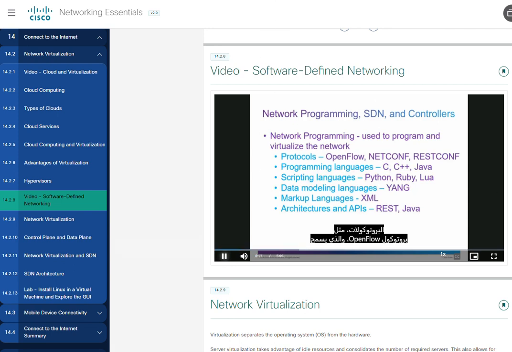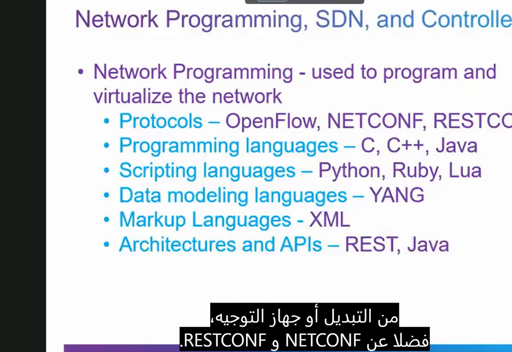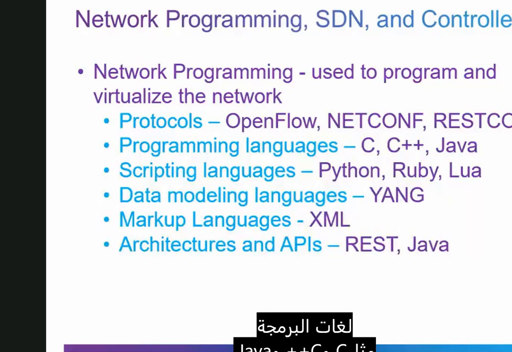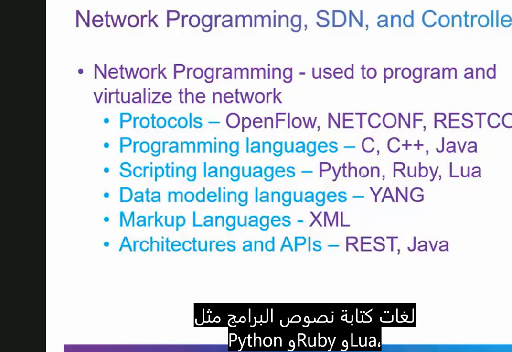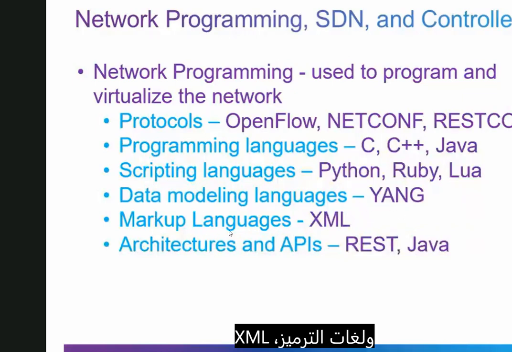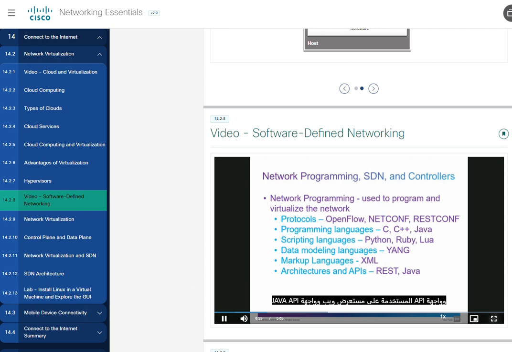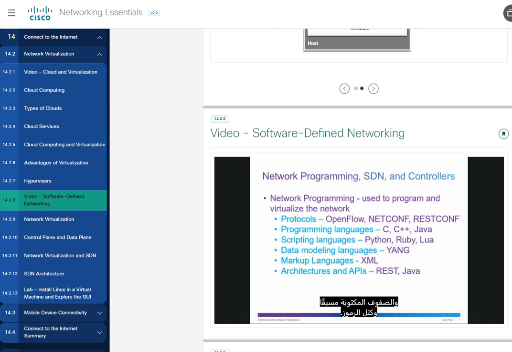protocol, which allows a programming language to control the forwarding plane of a switch or a router, as well as NETCONF and RESTCONF. Programming languages like C, C++, and Java, scripting languages like Python, Ruby, and Lua, data modeling languages like YANG, markup languages like XML, and architectures and APIs like the REST architecture and API used over a web browser, and the Java API with all of its libraries and pre-written classes and blocks of code.